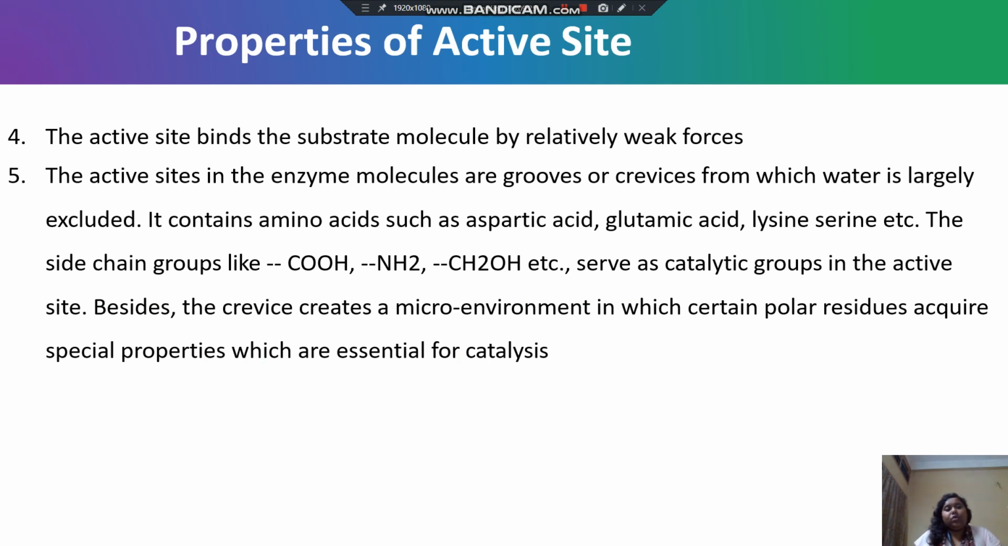So in my next video, I will be discussing the Fischer's lock and key model, how it works with the help of the active site.